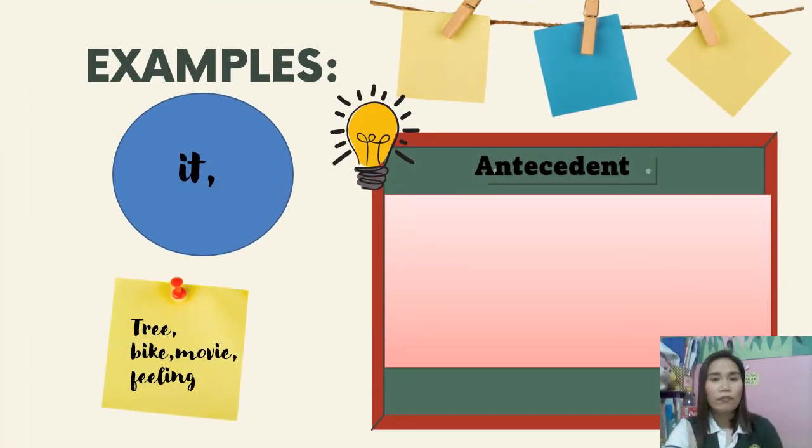So let's discuss first what is an antecedent. Pronouns are versatile. The pronoun it, for example, can refer to just about anything, like a bike, a tree, a movie, a feeling. That's why you need an antecedent. An antecedent is a noun or a noun phrase that you mention at the beginning of a sentence or a story and later on replace with a pronoun. Let us check some examples below.